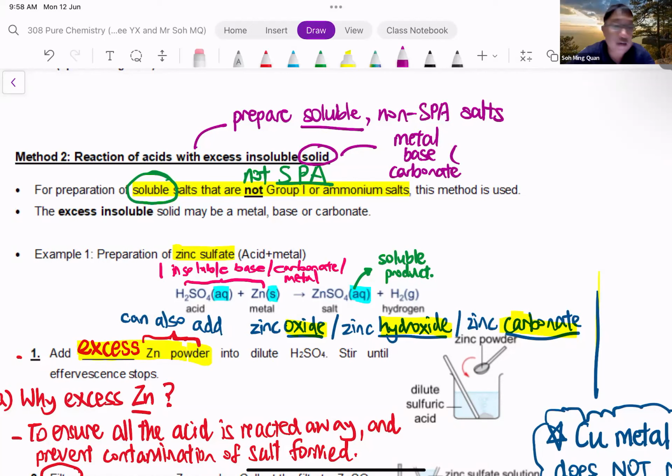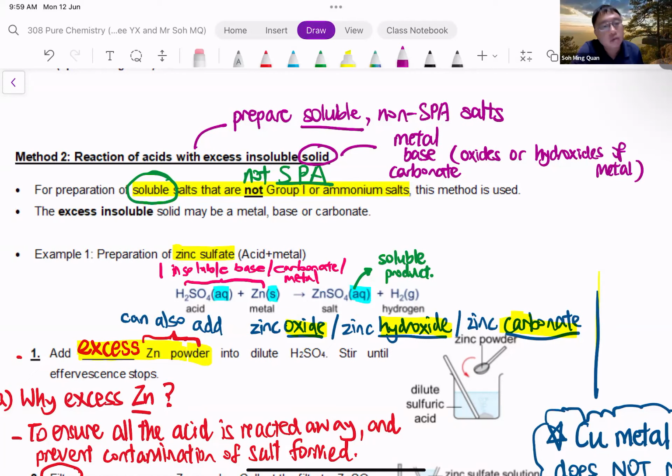Now, we have already revised acids and bases. So what are bases? Bases are either the oxide or the hydroxide of the metal. Okay, so like copper 2 oxide is a base, zinc hydroxide is a base, iron 3 oxide is a base.